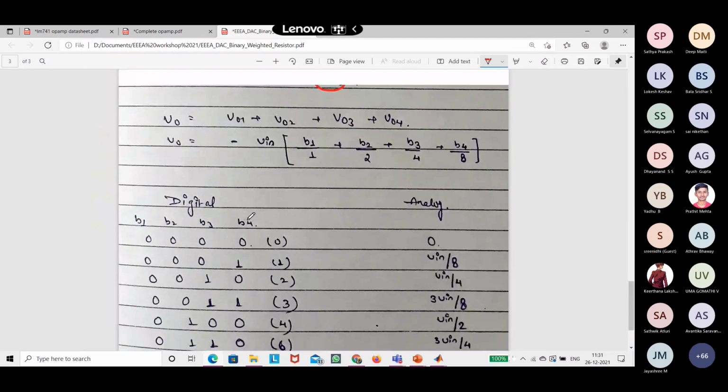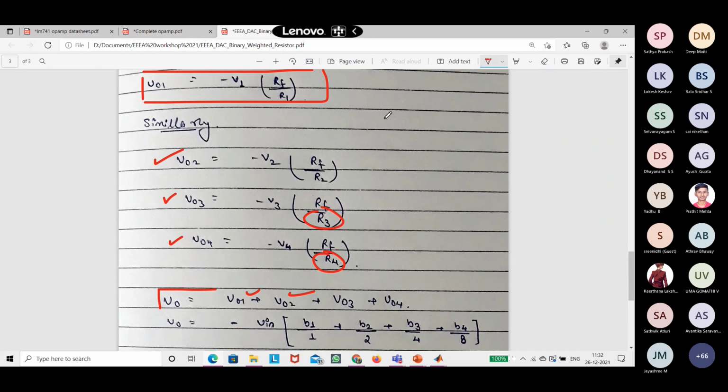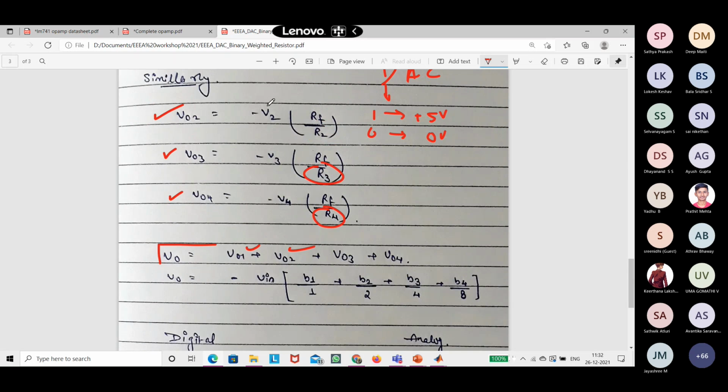Now by superposition, we could say the V out will be the algebraic sum of all those outputs, right? Since we are talking about DAC, we have input in the form of the digital domain. In digital we have only 1s and 0s. So 1 corresponds to say plus 5 volts and 0 corresponds to 0 volts. Instead of writing V1, V2, V3, I could write it as V in and a bit, say B1 or B2. So if B1 equals 1, then I'll have it as V in.